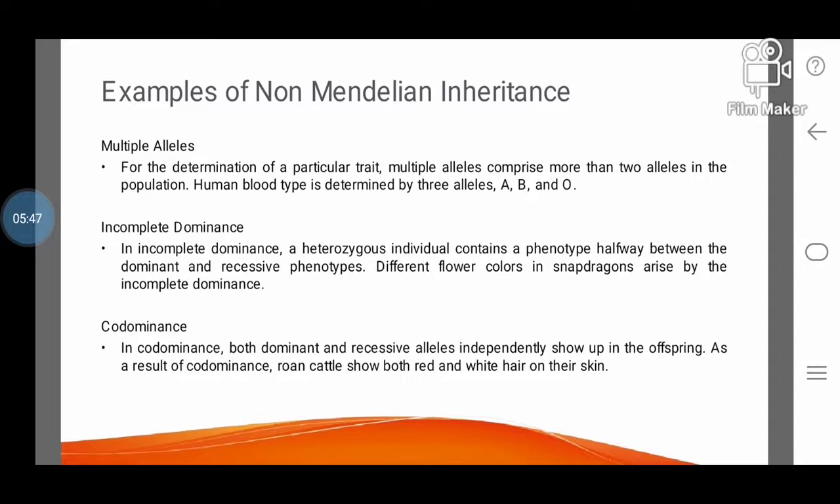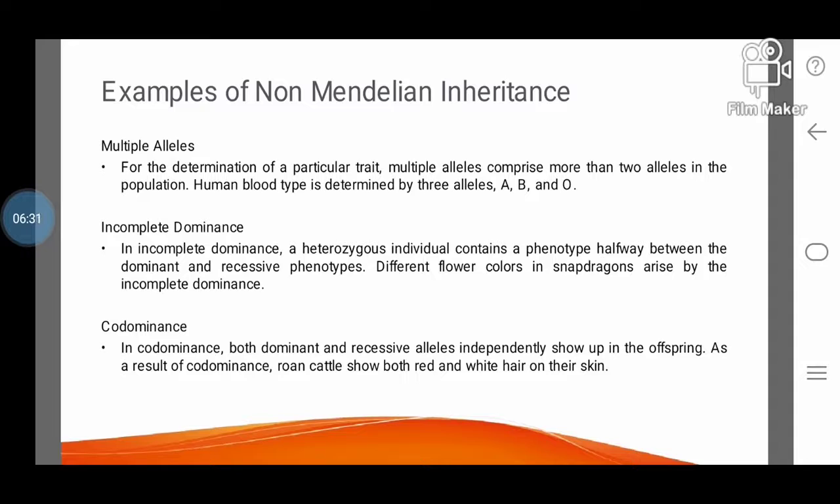So, in Mendelian inheritance, there are only two alleles, right? Each from their parent. While in non-Mendelian inheritance, there are multiple alleles. In these alleles, the human blood type is determined by three alleles: A, B, and O.